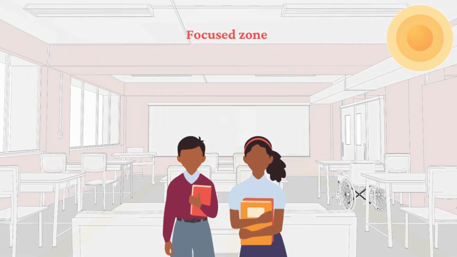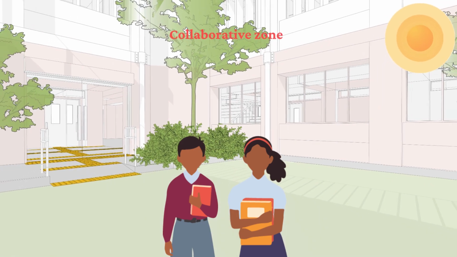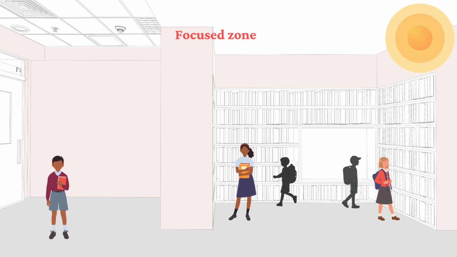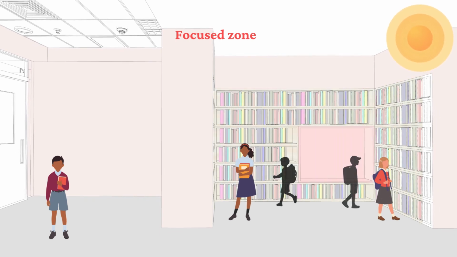Classrooms and learning areas must have different learner zones to enable various modes of learning. Quiet spaces or focus zones can help children focus and concentrate on a task. They are also calming to hypersensitive neurodiverse children.